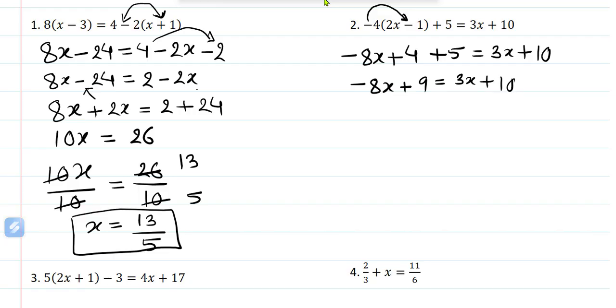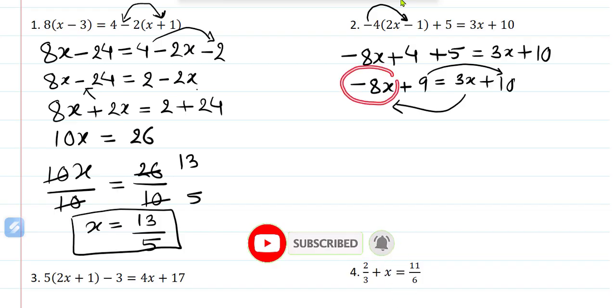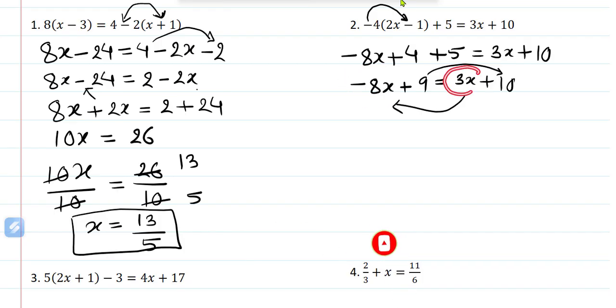Now again, we shift this to the left side and this constant to the right side. So all these terms that have variable x, we put them on the left side and the constants go to one side, the right side. Similarly, we can simply write this is minus 8x and this will be now minus 3x. So when you change the side, that changes this plus to minus. So this plus 9 will be now minus 9.